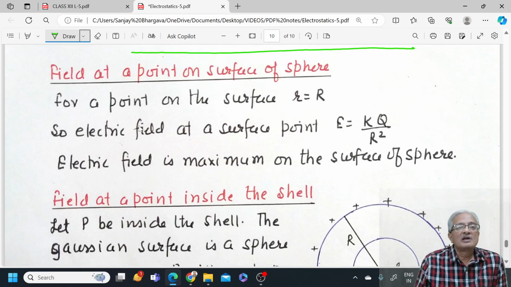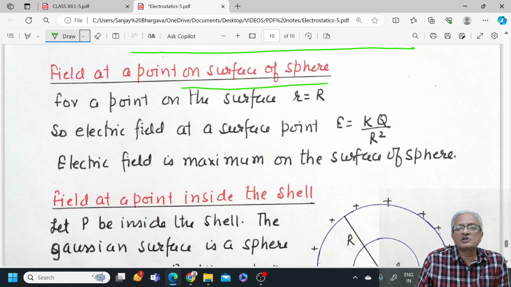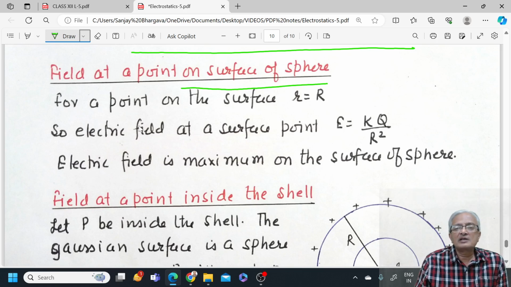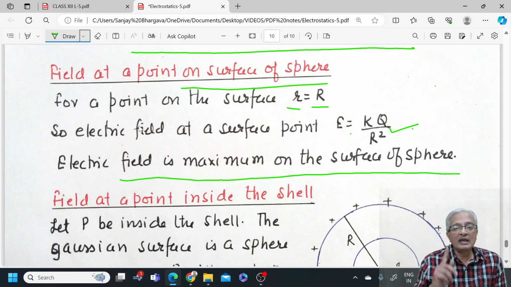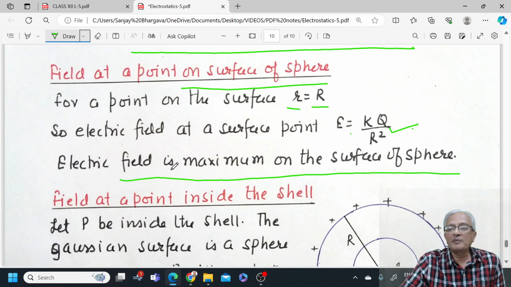Now what happens? I can always choose a point on the surface of the sphere. At the surface, the variable distance r would be equal to the radius of the sphere, and in that case kq upon r square would be the strength of the field. And remember, this value is the maximum, and at the surface of the sphere the electric field would always be maximum. Now what happens at an internal point? Let us find out.